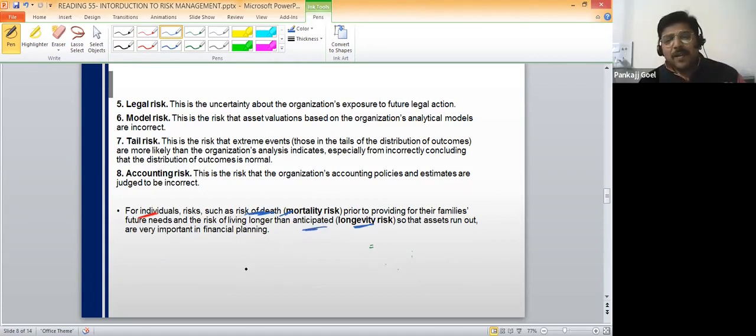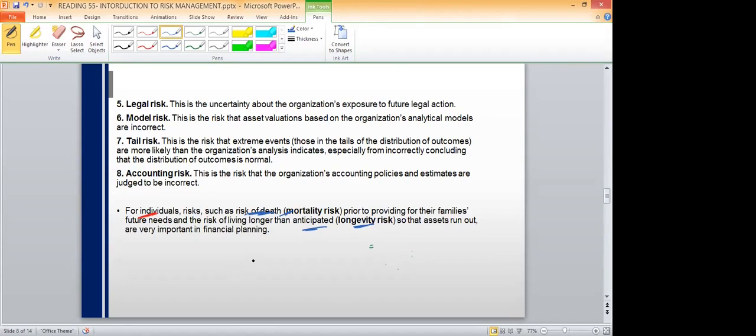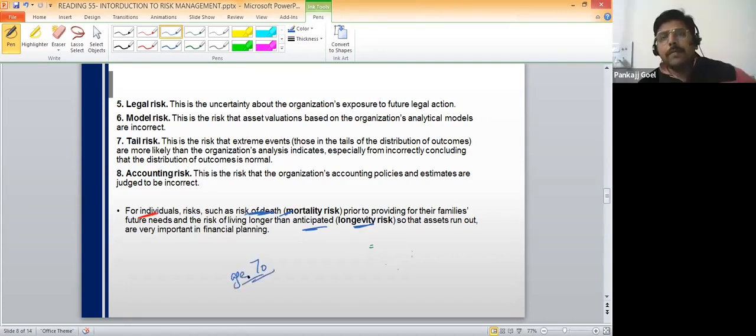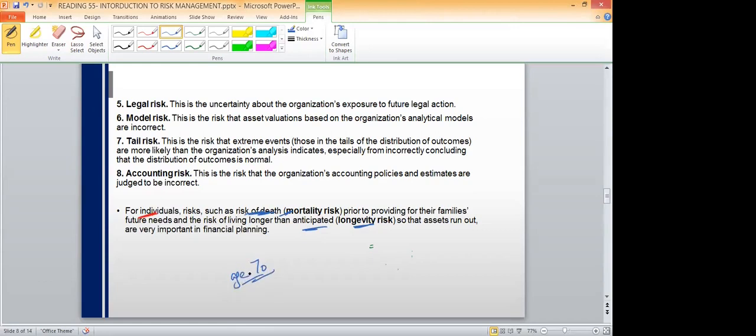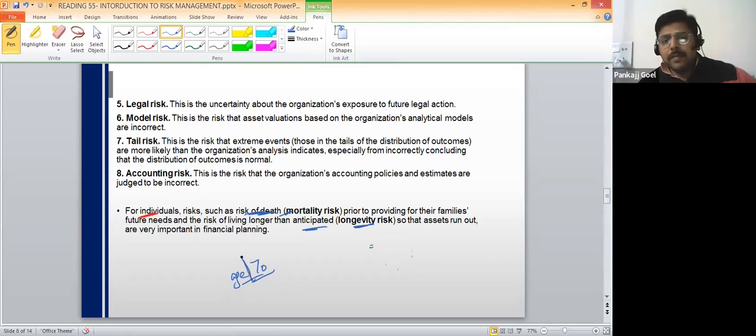See, for example, you did your financial planning, or anyone did his or her financial planning, for which age? Let us say they planned it for 70, age of 70. They planned it till 70. It means they planned that we will live till 70, so let us do the planning accordingly.